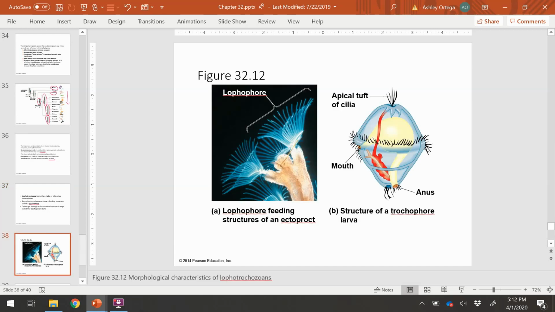And so that's shown here, the lophophore feeding structure on this ectoproct, something we'll look at next chapter, is a tentacle-like, food-particle-capturing feeding structure. And then the larva is, as you can see, morphologically different than the adult and has some nice, lovely cilia projections around different regions there.